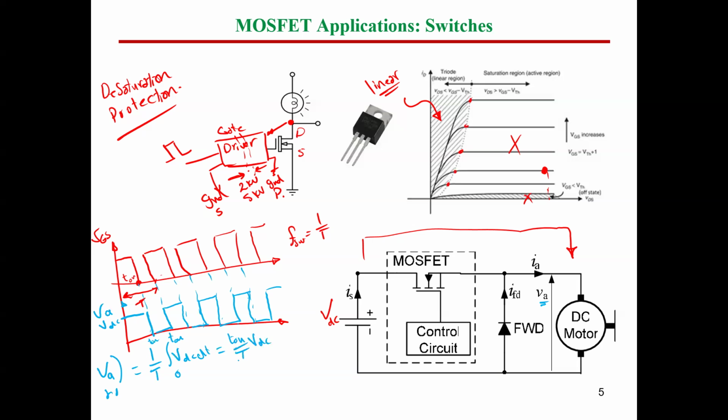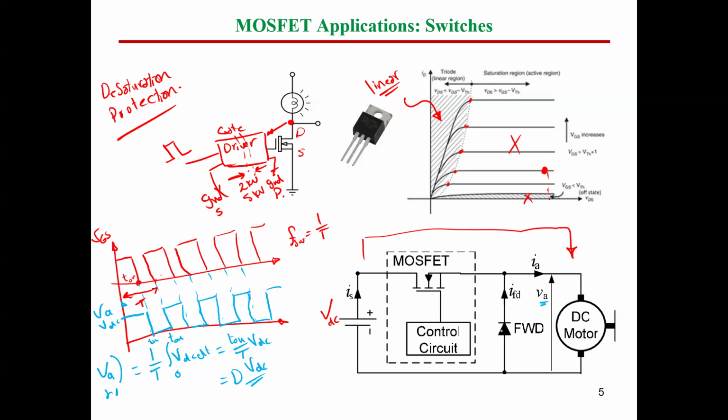The term T on divide T, we call it duty cycle. And we can control duty cycle by means of controlling T on. Sometimes we call it pulse width modulation, PWM. Okay, so we can use it to control the output volt across this motor here.